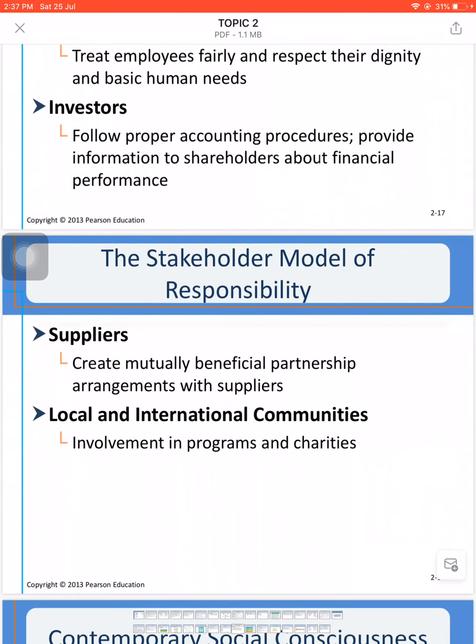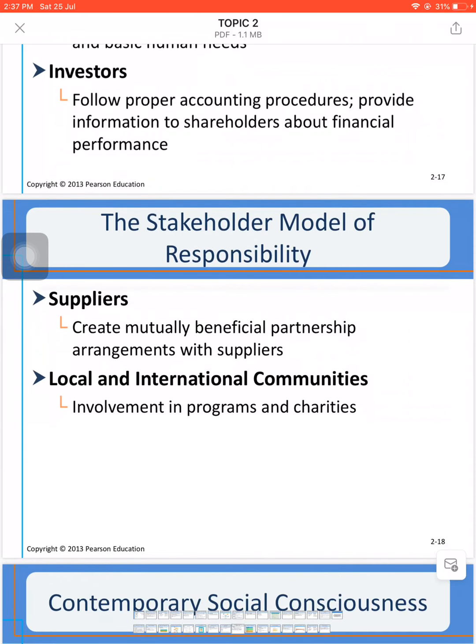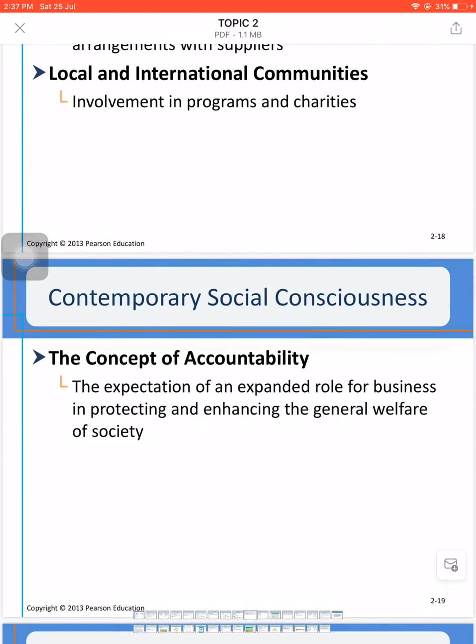Okay. And then local and international communities. Okay, this is contributing to local and also global programs. Okay, has a positive impact on the community. For example, like you do a donation, you are involved in programs and charity. And for example, yang kita nampak like macam running and cycling events, okay, your company sponsors, or fun runs and also marathons, okay. That is the example of the local and international communities, okay.